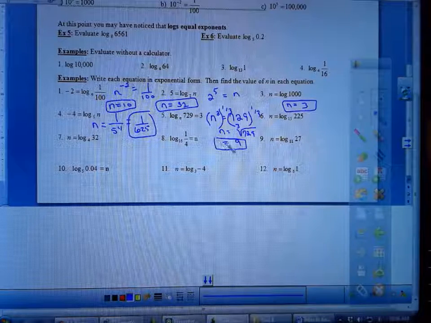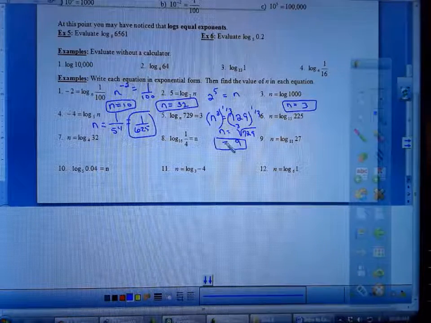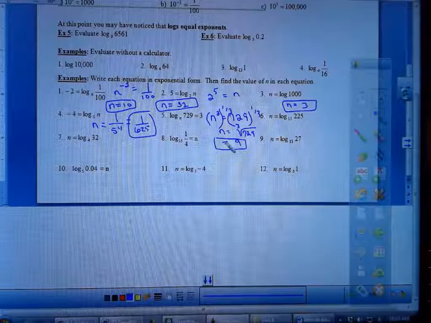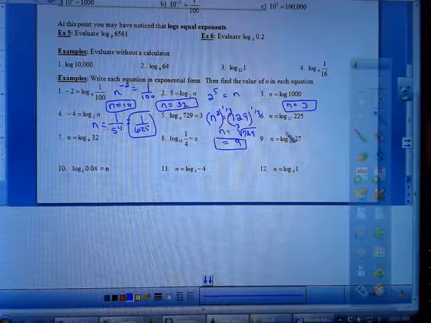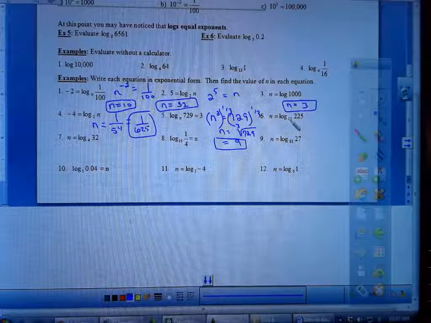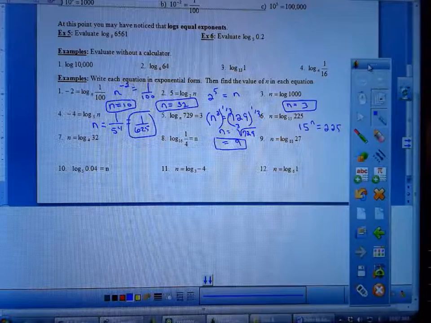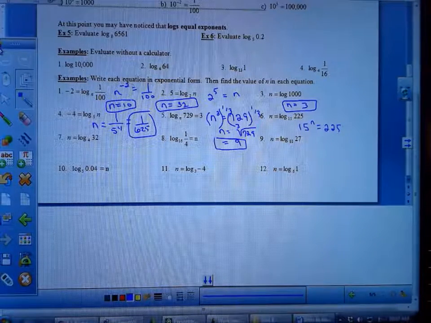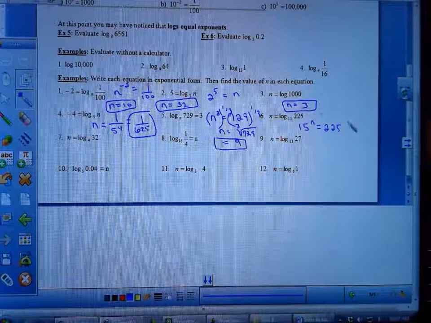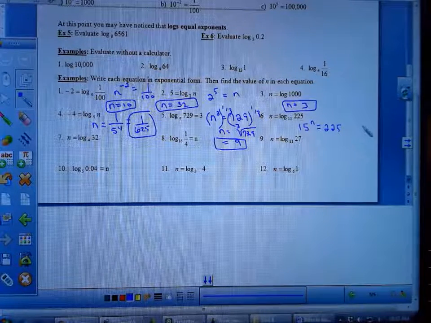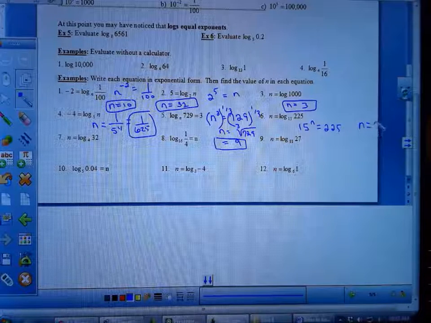And remember, this will all be without the calculator. So you will review the powers as we practice a lot. And if you need to study them, you obviously can do that too. So 15 to the nth is 225. Okay, interesting. What do you get for that? Just 2. Very good. Just 2.